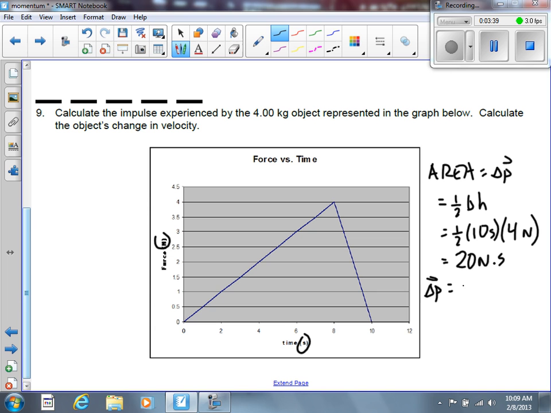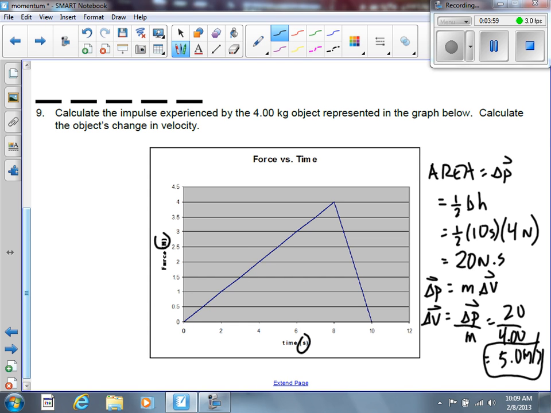Now, if we're trying to find the change in velocity, we're going to set that impulse that we just found equal to mass times change in velocity. You're going to rearrange that to solve for delta V. It becomes delta P over m. Delta P is 20. The mass, we said in the question, was 4.00. We do the division there. 20 divided by 4 ends up being equal to 5.0. And the units, of course, for that are going to be the standard units of meters per second.